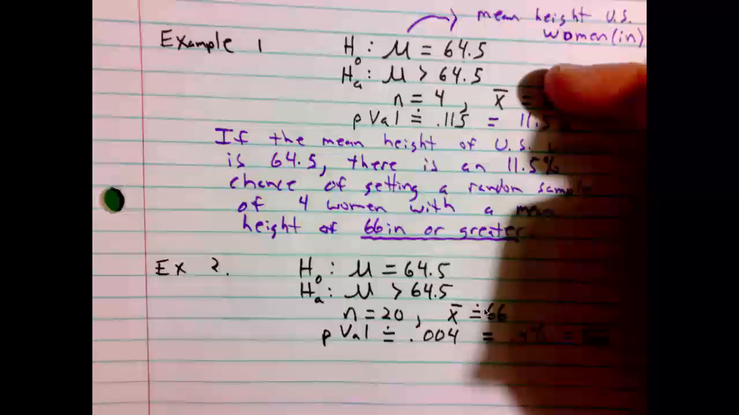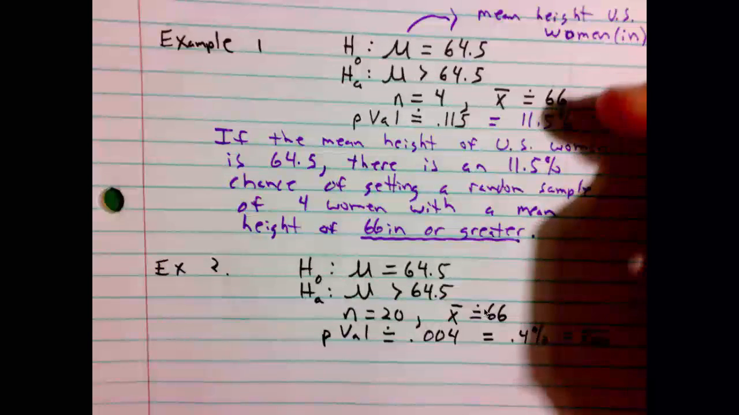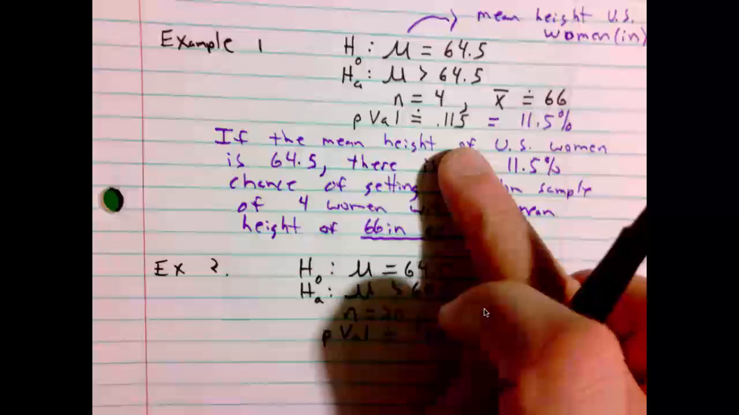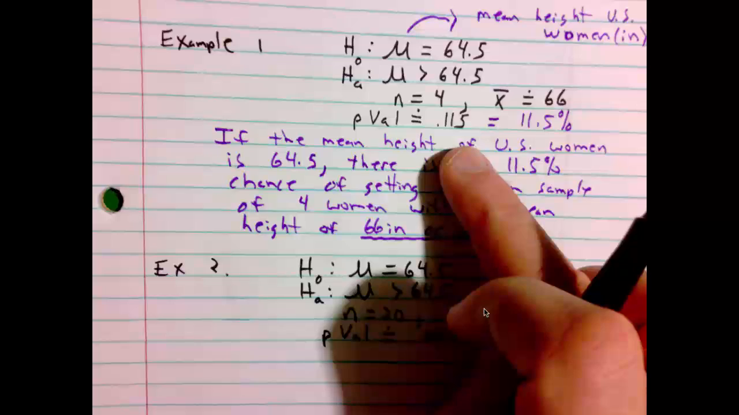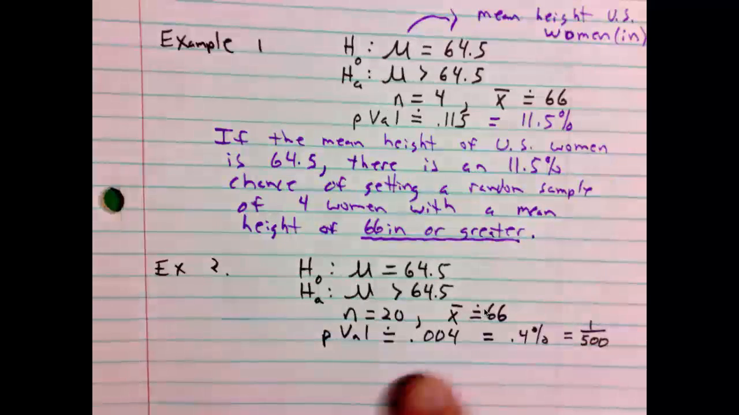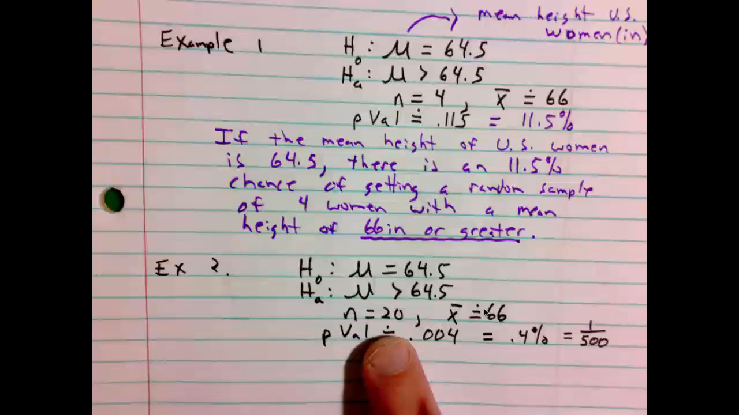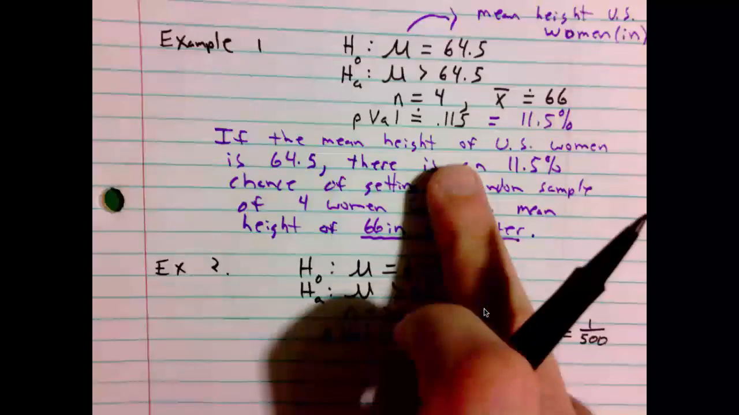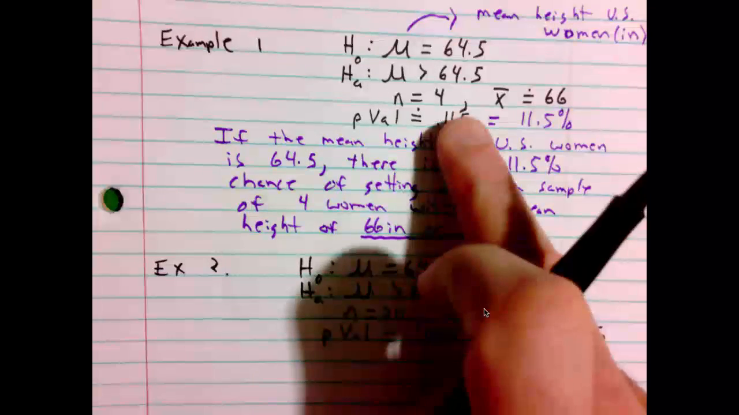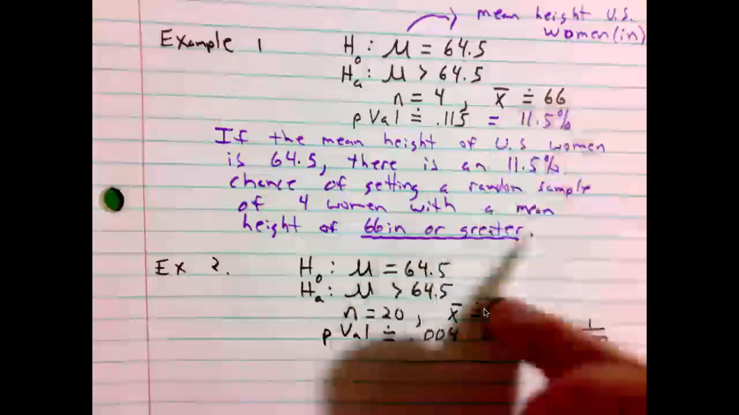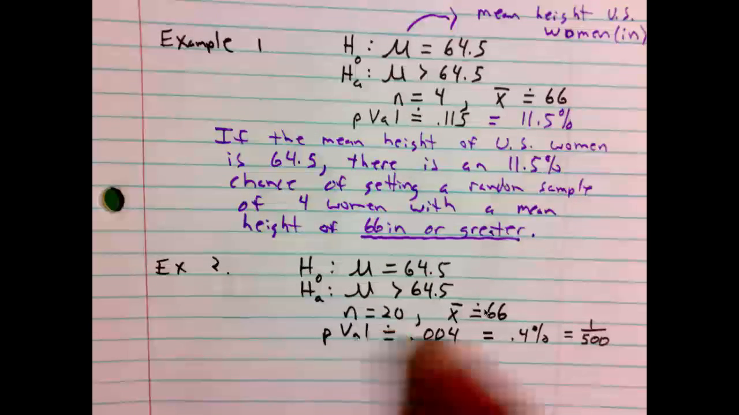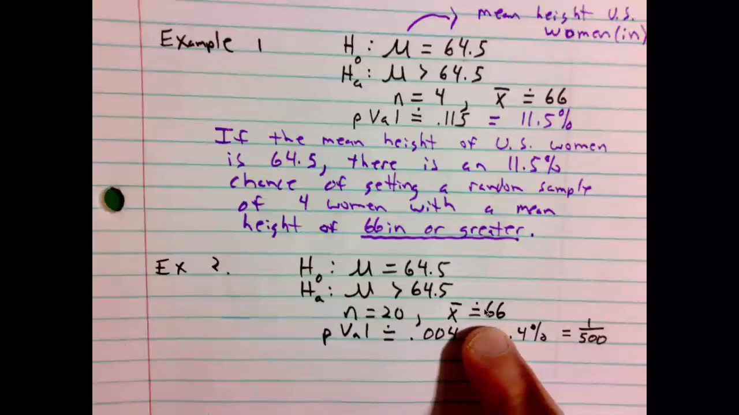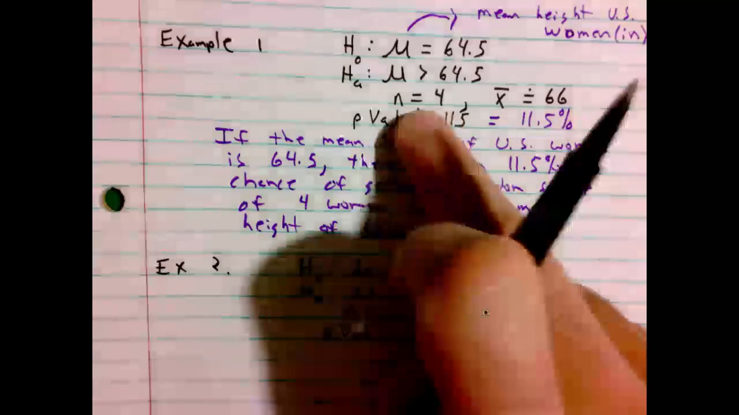In this previous case, with an alpha of 0.05 or even 0.10, we would fail to reject. So here is very compelling evidence. Here is not so compelling evidence, and the only difference is our sample size. We had the same mean. Clearly, it's more compelling to have 20 women with this mean height than just 4.